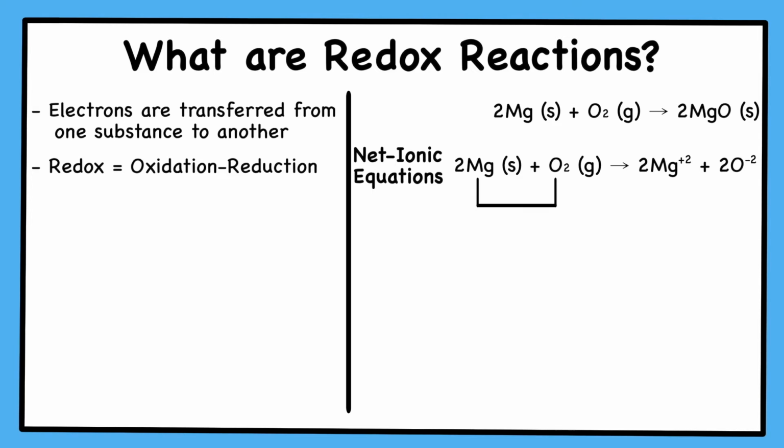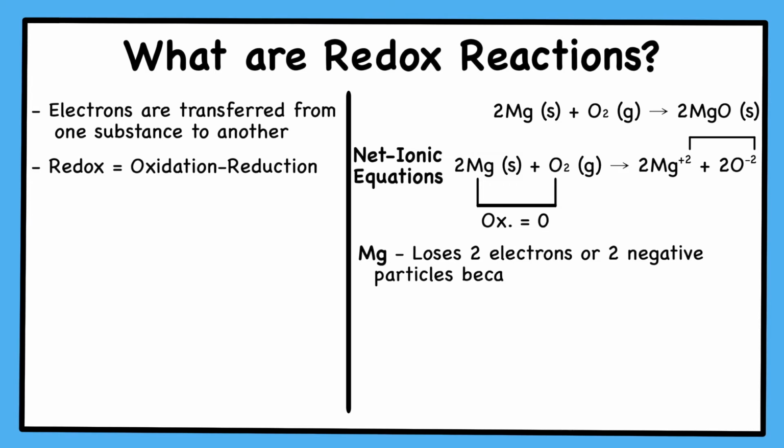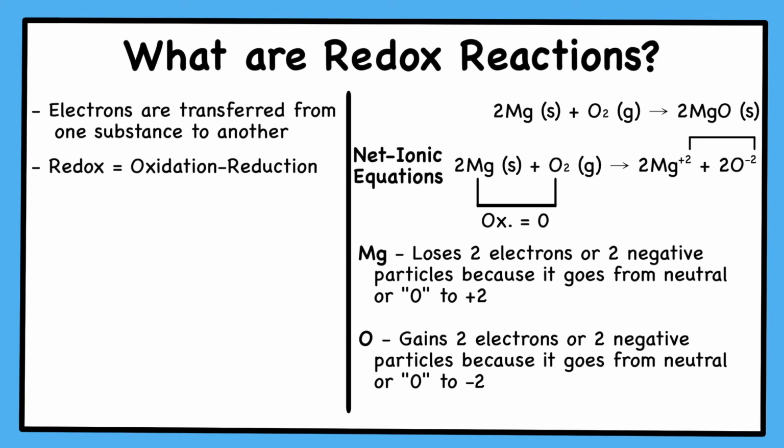Our magnesium and oxygen do not have an oxidation number because they are individual elements by themselves, but they come together to form a product in the form of magnesium oxide, or MgO. When they do this, they acquire an oxidation number as shown in this equation. We can see that our magnesium loses 2 electrons, or negatively charged particles, because it goes from a neutral oxidation, 0, to a positive oxidation, while our oxygen goes from a neutral oxidation to a negative oxidation, so it must have gained electrons. Specifically, in this reaction, oxygen gained 2 electrons.